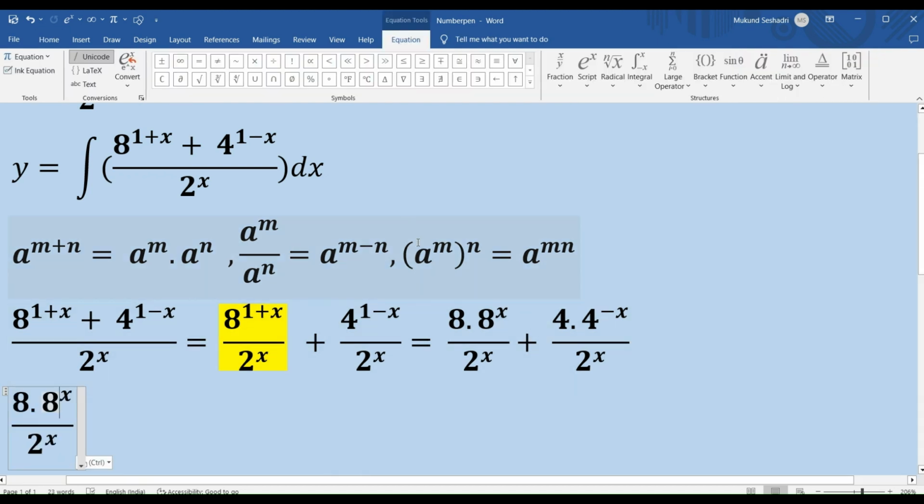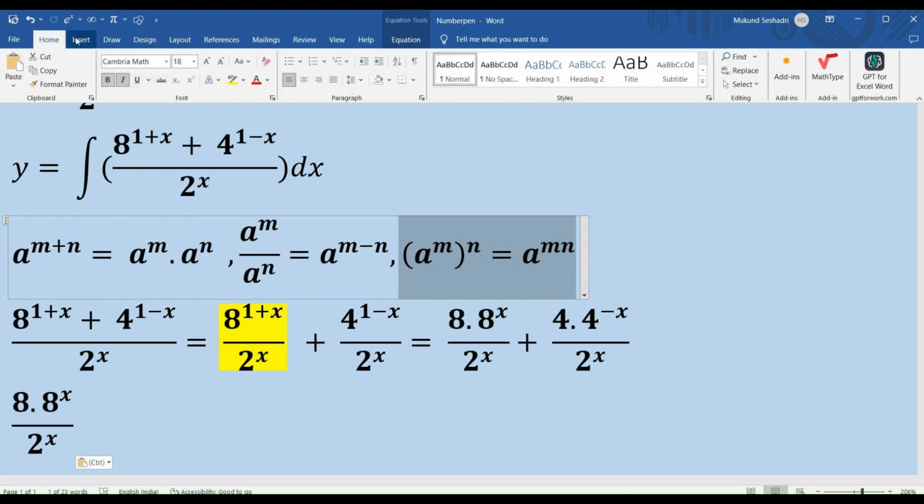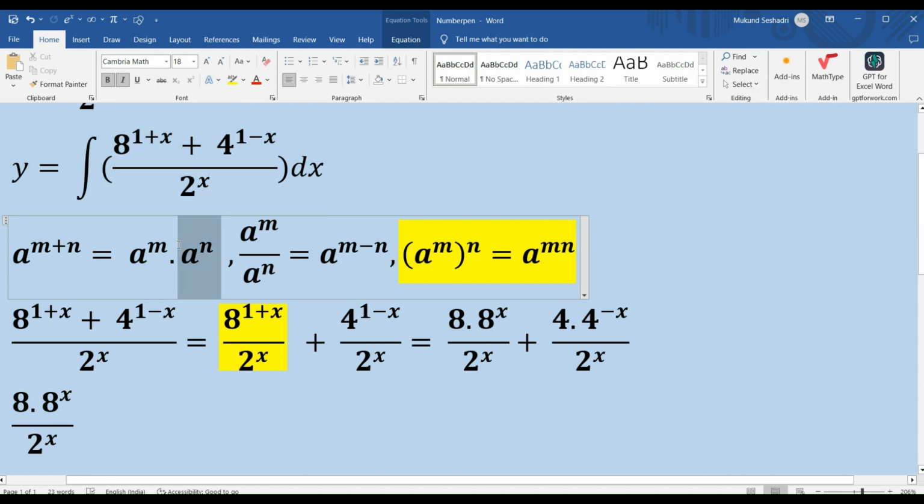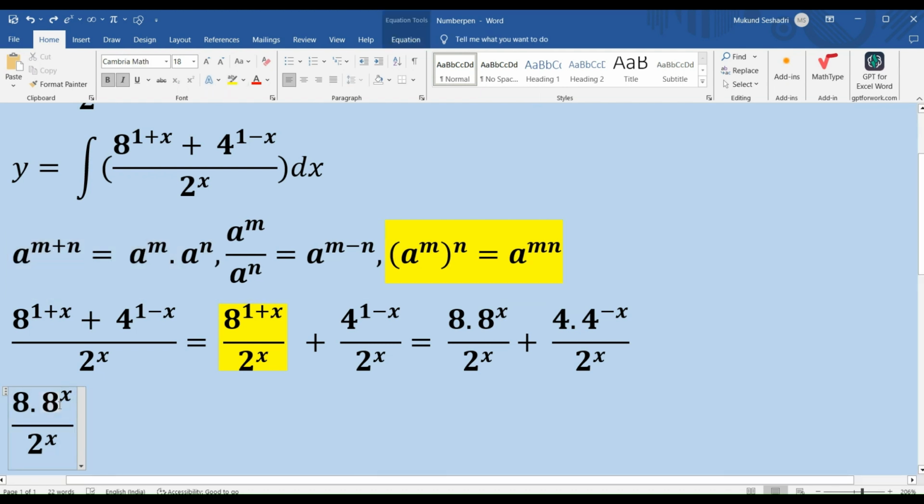And I use this particular formula, a to the power m to the power n equals a to the power mn, right? So far, we used a to the power m plus n equals a to the power m into a to the power n, which is the formula we used in the earlier step. And now we're going to use a to the power m to the power n is nothing but a to the power mn. Okay. So when I write my 8 as 2 cube, it becomes 2 cube to the power x, which is nothing but 2 to the power 3x, right?